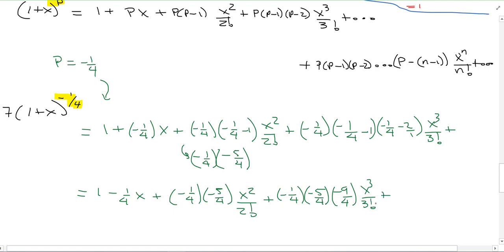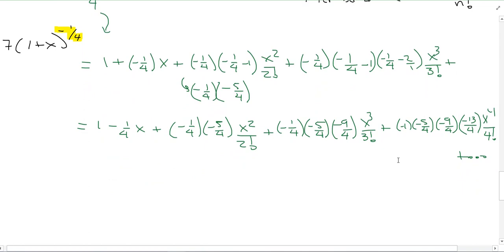Plus, what's the next one going to be? Do you see a pattern? So the next one, right, is going to be negative 1, negative 5/4, negative 9/4, and then it's going to be minus 1/4 minus 3. So common denominator is 4. So what will that be? Negative 13 over 4. And that'll be x to the 4th over 4 factorial plus dot dot dot until you get to the nth one, right?